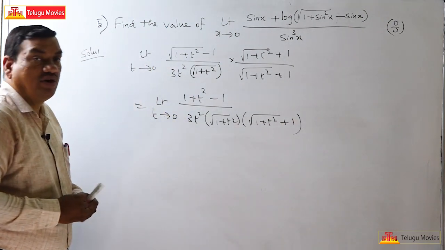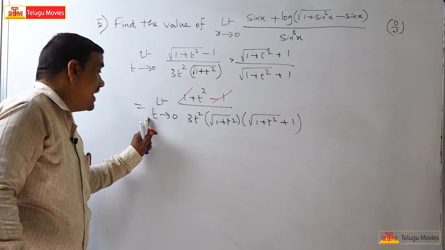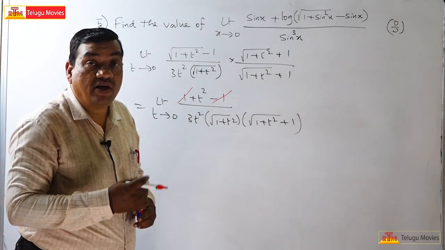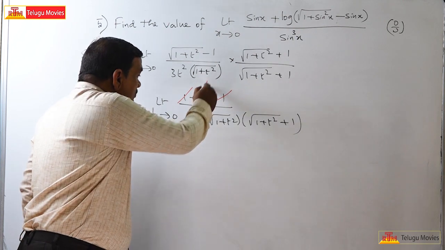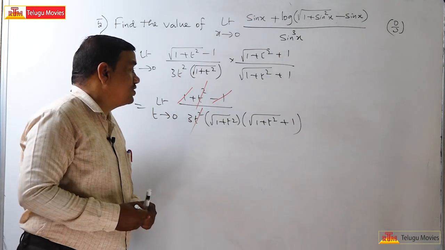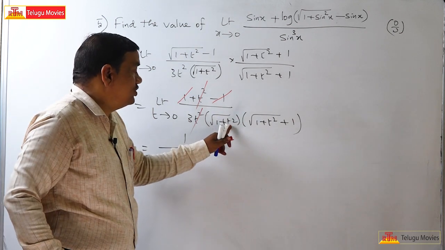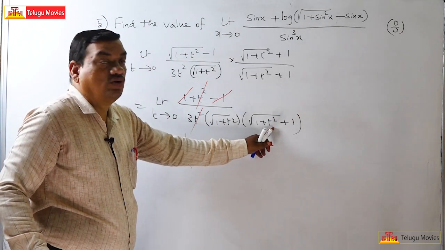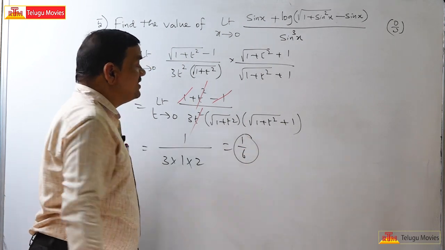Any more cancellations? So here, clearly plus 1 minus 1 can be cancelled. As t approaches 0, t square approaches 0, it cannot be equal to 0. That's why t square also we can cancel. Wherever t is there, now you substitute here. So, what happens in the numerator? 1. We will get 3 into t value 0, 1 plus 0, 1, root 1, 1 into t value 0, 1 plus 0, 1, 1 plus 1, 2. So, on the whole 1 by 6. 1 by 6 is the final answer.